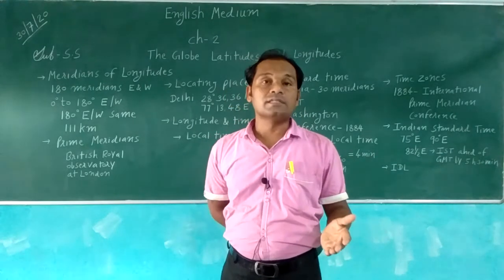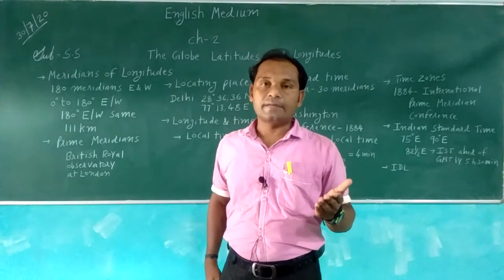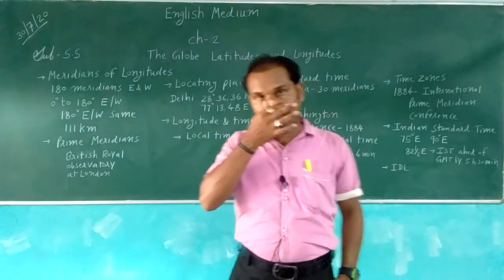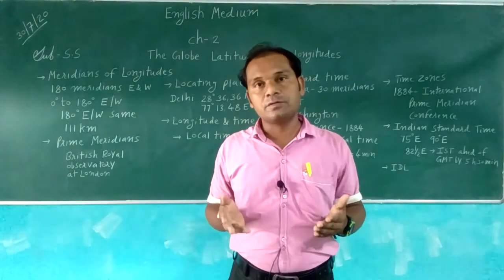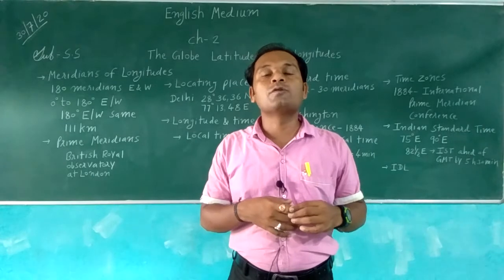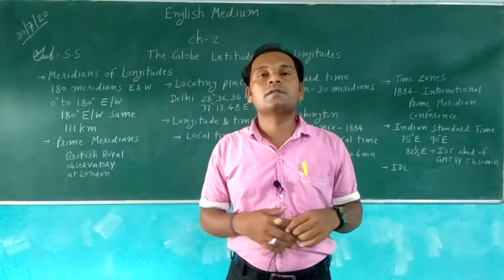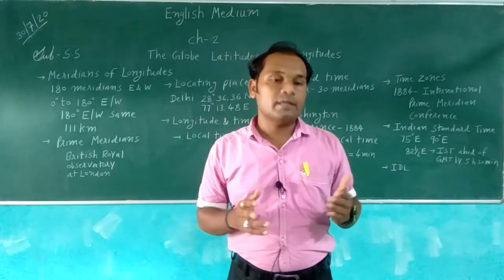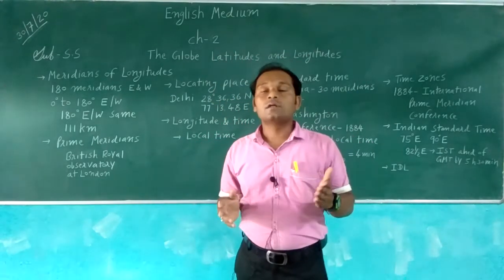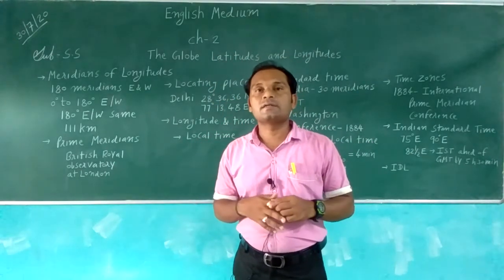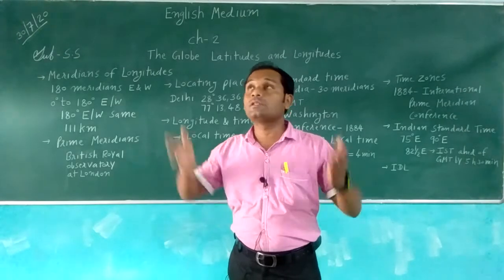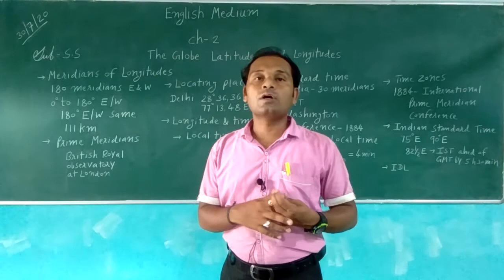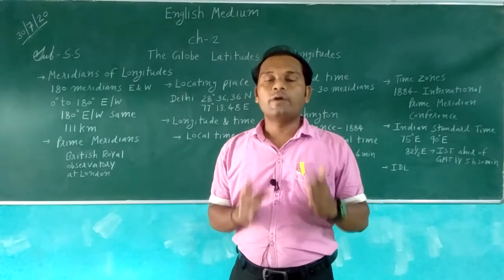Now we have local time. As I said, the local time of a place is set according to the local meridian and according to the sun's direction, and how the sun is getting overhead. By the sun's position they decide local time.